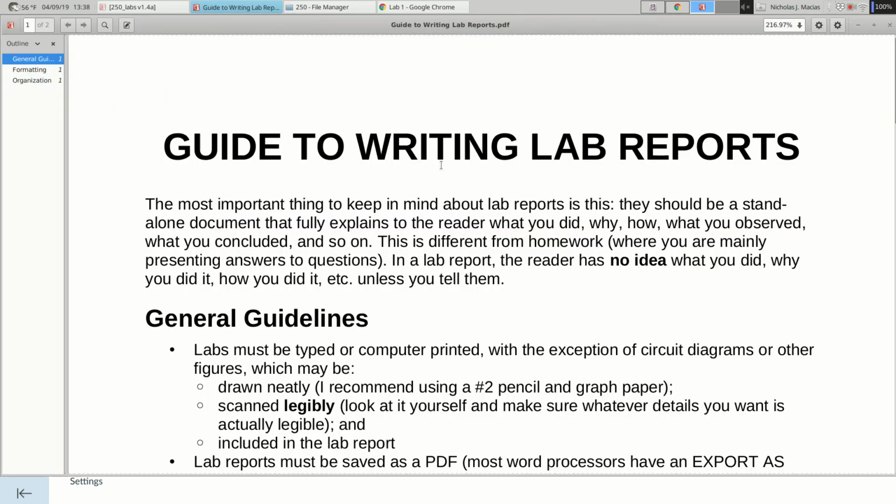In the past, I've said, I don't really care how you write your lab report as long as you have all the necessary information. And by and large, the reports don't have the necessary information. So I'm trying something different here. I'm going to give you very detailed requirements for what I want you to write up in your lab report.